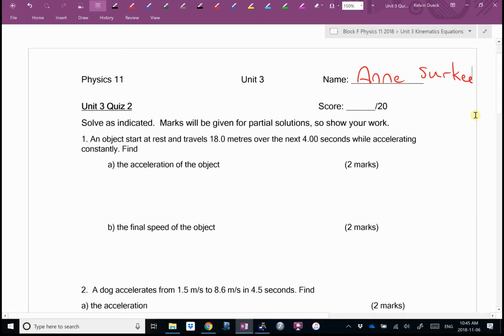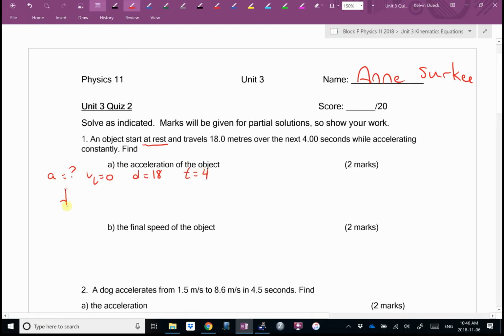It wants me to find A, so I'll use my DFIC approach. A equals question mark. They gave me VI is 0. I should have underlined the phrase at rest. D is 18. Negative 18 or positive 18? When would it be negative? If we were standing on a cliff and we ended up below, negative. If we're above, positive. If we're not on a cliff, if we ended up behind, that would also be negative. Okay? T is 4.